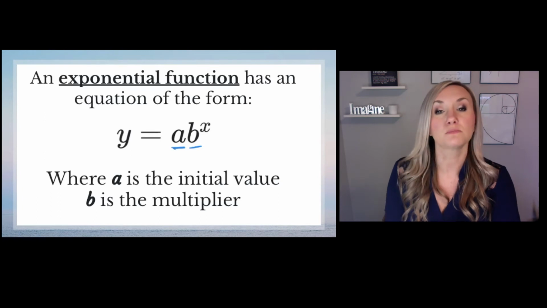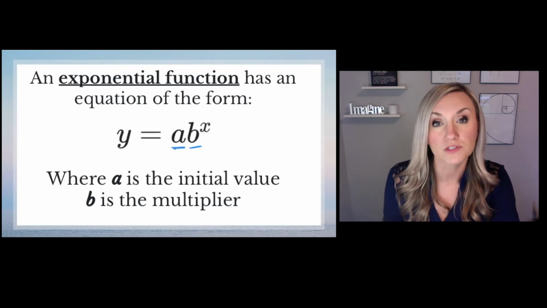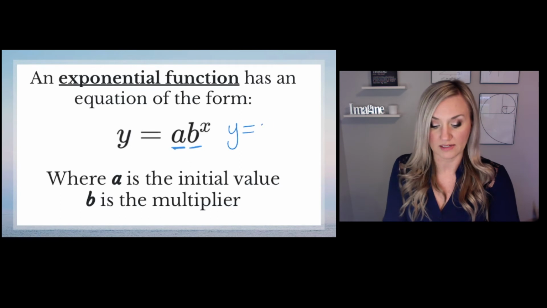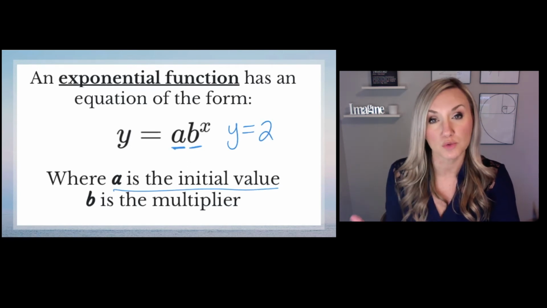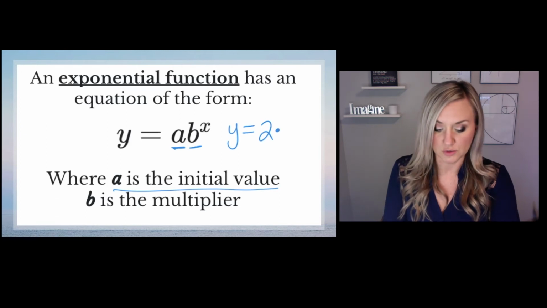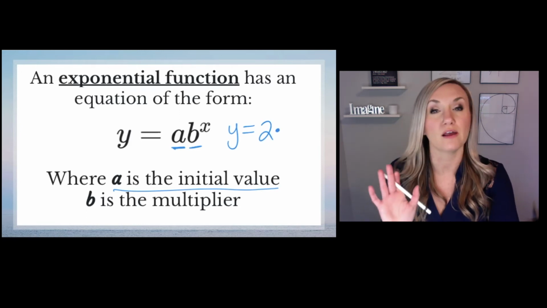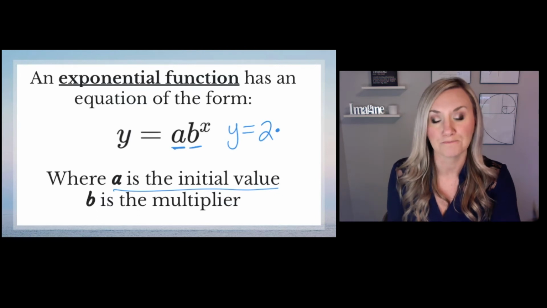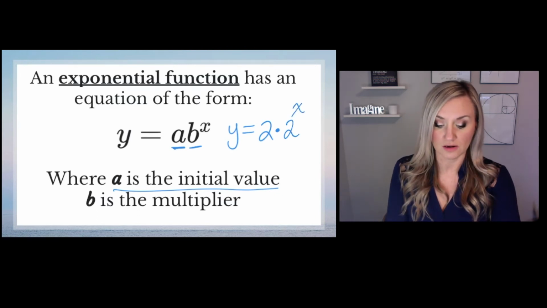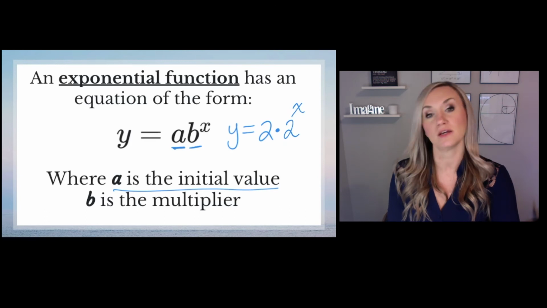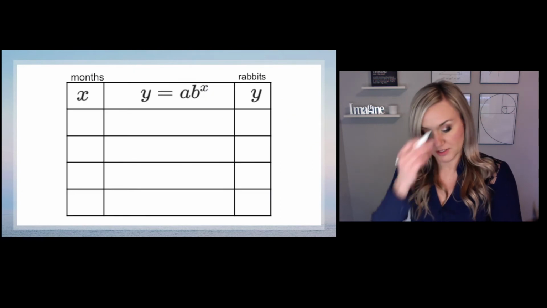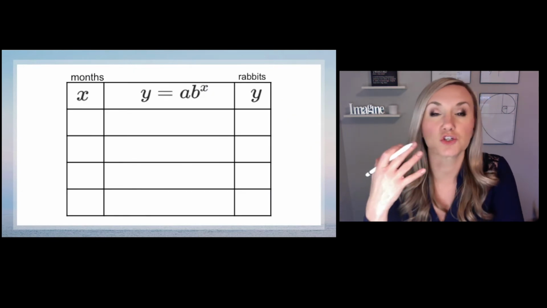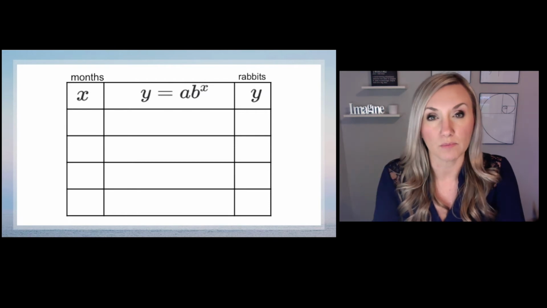Then I'm going to multiply that by b. B is our multiplier. And we recognized that this pattern is growing by a multiple of 2. It's multiplying by 2 each time. So really it's 2 times 2 to the x power, and that x power is going to stay the same. So this equation represents the situation for this table and this diagram. Awesome. Okay, so now let's just go ahead and look at that in a table.